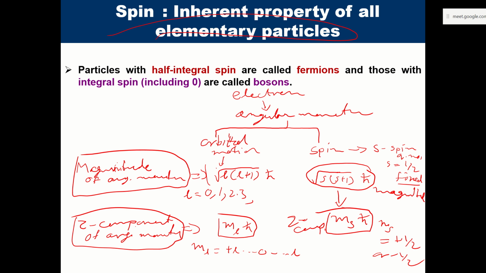There are many particles, even protons have half integral spin. Neutrons also have half integral spin. So s is equal to half. So this defines the magnitude of the spin angular momentum, and it is a vector. It has both things, magnitude as well as direction. So the magnitude and the direction part are fixed, and we have to account for the spin quantum number and spin angular momentum.